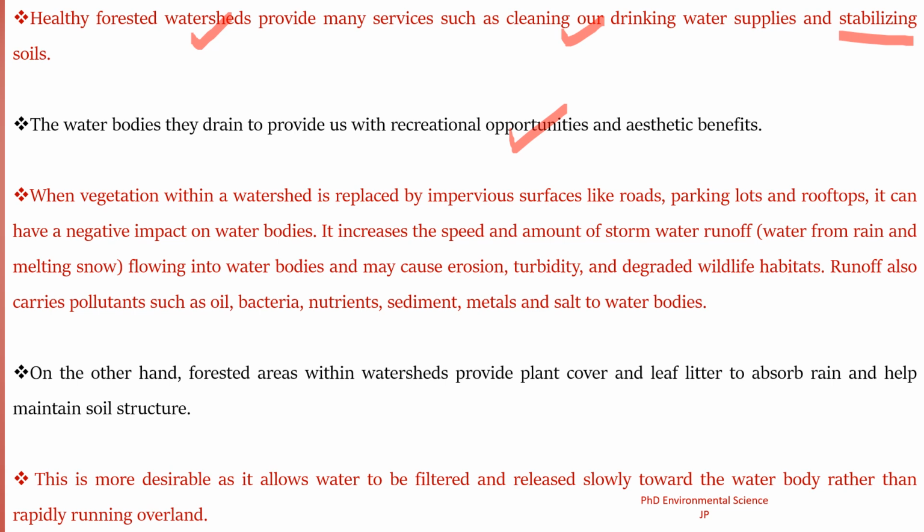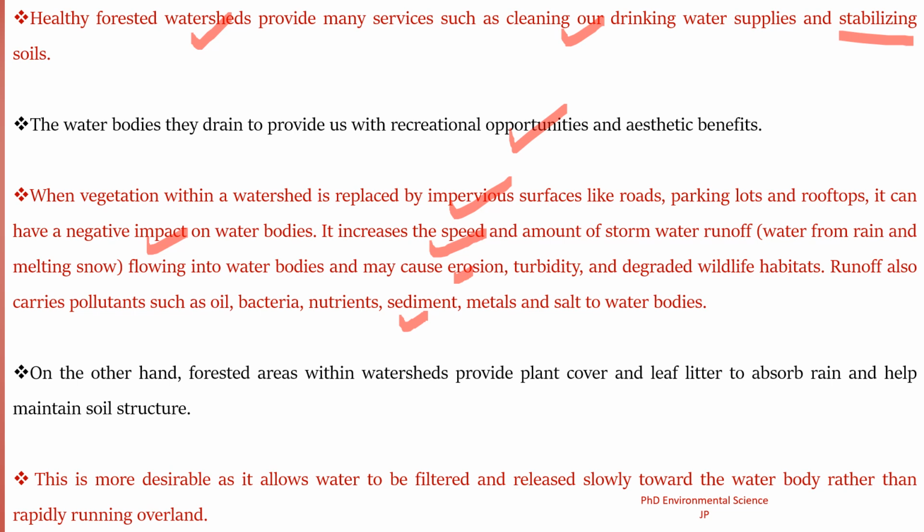When natural vegetation is replaced by impervious surfaces such as roads, parking lots, and rooftops, rainwater cannot be absorbed into the ground. Instead, it runs off quickly into the water bodies. This increased runoff can overwhelm drainage systems and lead to flooding. Rapid runoff can cause erosion, leading to the loss of soil and increased sedimentation in water bodies. This sediment can cloud the water, smother aquatic habitats, and disrupt the natural balance of the aquatic ecosystems.